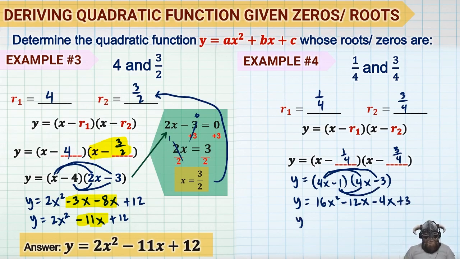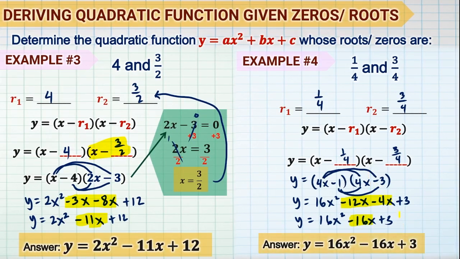Now, we can further simplify this one by combining the similar terms. So, let's copy this. y is equal to 16x squared. Then, combine negative 12x and negative 4x, making it negative 16x. Then, copy plus 3. So, this is the result after combining them. So, the answer will be y is equal to 16x squared minus 16x plus 3. So, that's our answer.